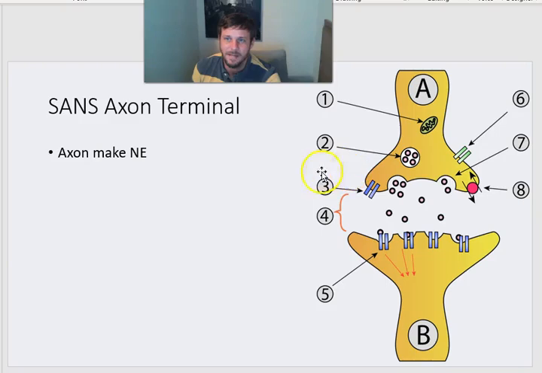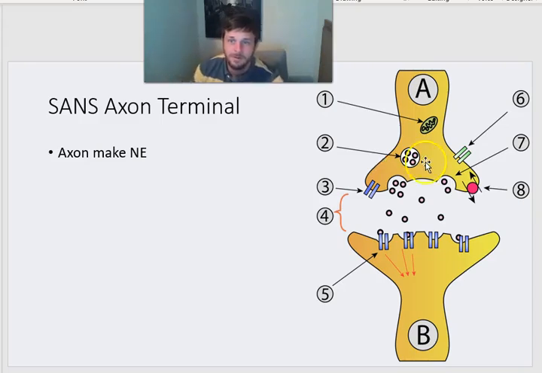What happens is out here, floating around outside of the cell, your neuron is going to take up amino acids. One of the amino acids it takes up is tyrosine. So tyrosine is kind of like the base for a whole group of hormones and neurotransmitters called catecholamines. Catecholamines include stuff like epinephrine, norepinephrine, and dopamine.